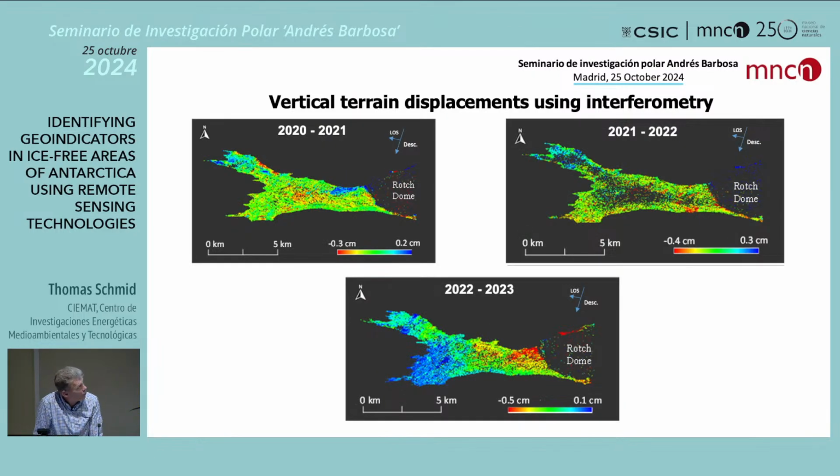And one of my last examples is using interferometry. Now, this is extremely interesting, especially when we're talking about ice-free areas where you have permafrost. Permafrost can have the effect that the active layer increases and subsides between the different seasons. And this can actually be detected with radar, a satellite.